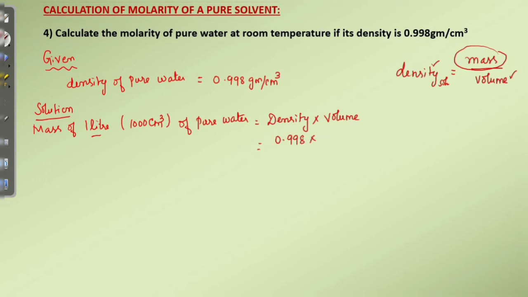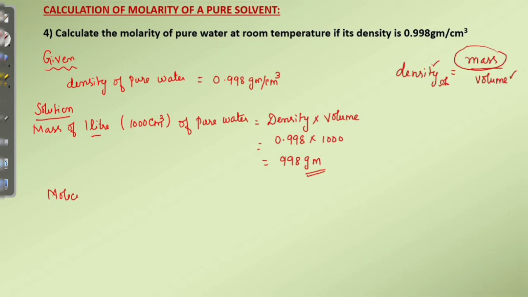0.998 into the 1000, okay? So, 1000 centimeter cube. So, now the value is 998 grams. So, the mass of the pure water is 998 grams, okay?